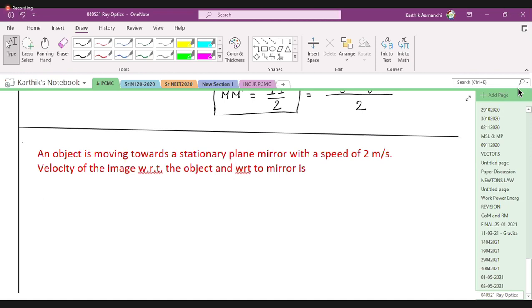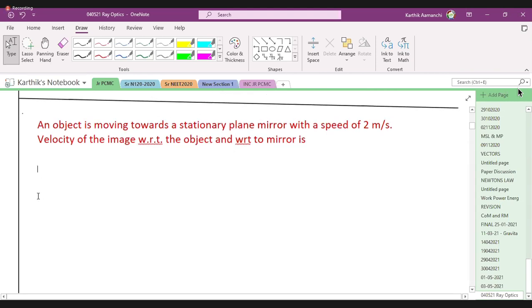An object is moving towards a stationary plane mirror with a speed of 2 meters per second. Find the velocity of the image with respect to the object and with respect to the mirror. Sir, 4. With respect to mirror, it will be 2 only. So is it 4 and 2? But tell me directions as well. You told me the magnitude. Now tell me the directions. So the object is moving towards the right, and the image is going towards the left.